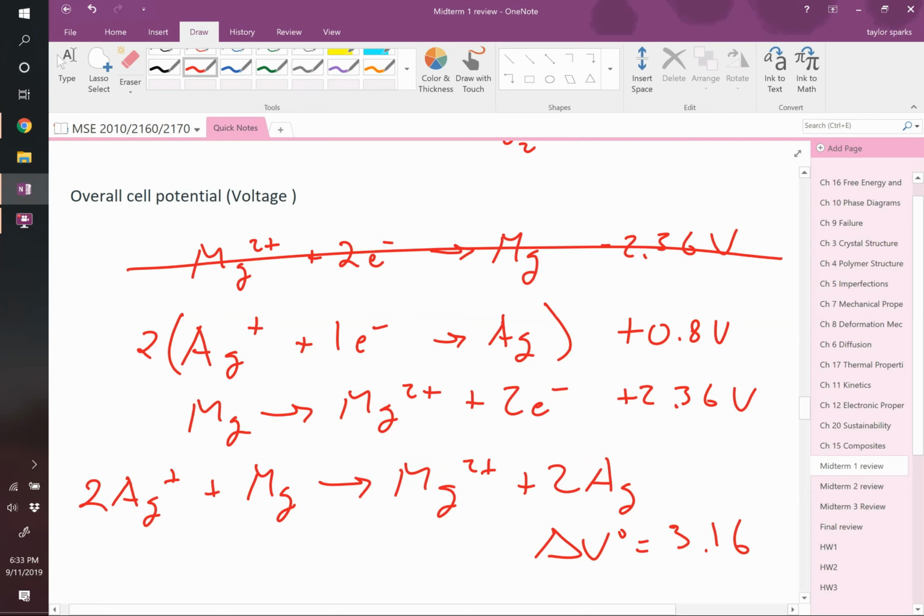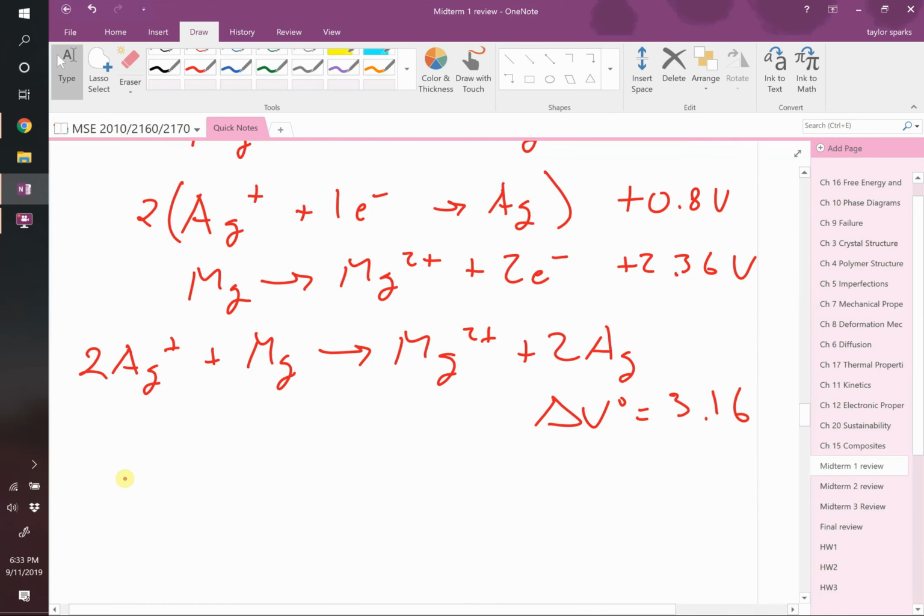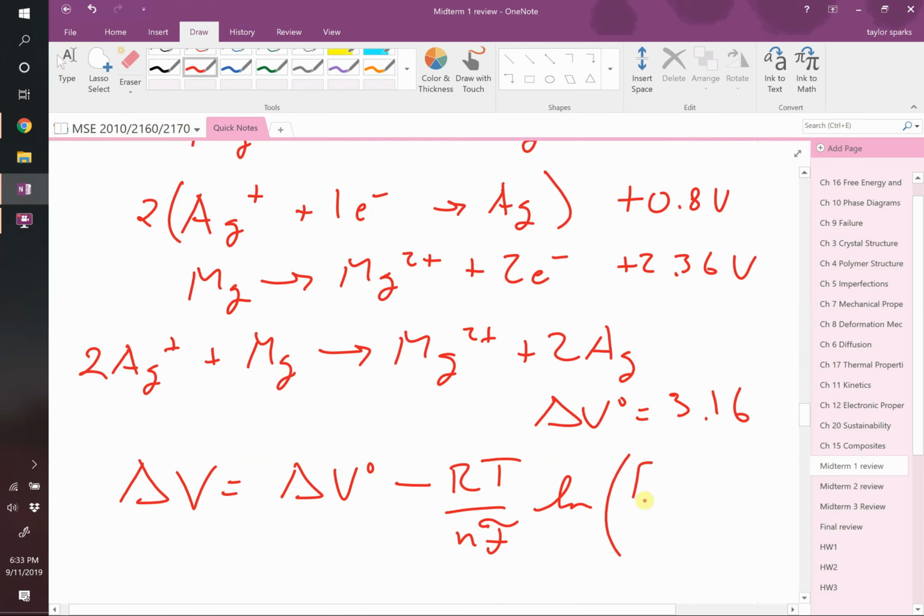Now, this is only on paper, right? When you take into account the actual voltage, delta V, the measured voltage if you had an instrument to measure it, we know that delta V is equal to delta V naught minus, not plus, minus RT over NF, and they usually do it in cursive, natural log of the concentration of the oxidized species over the concentration of the reduced species, or products over reactants. And then on this one, we have to do one slight modification. Because our reduced species has a coefficient of 2, then we need to put a 2 exponent right there.